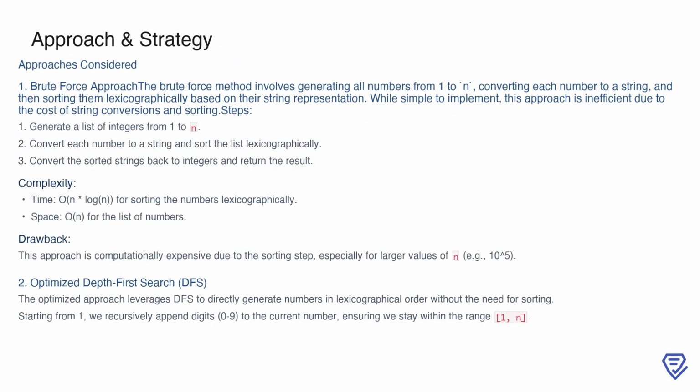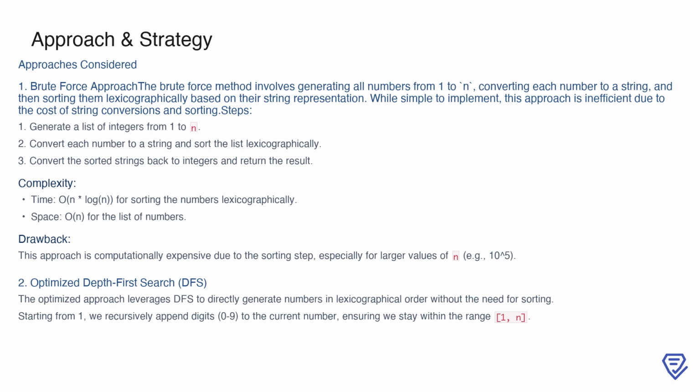To solve the lexicographical numbers problem, the first approach we can consider is the brute force method. Here, we generate all numbers from 1 to n, convert each number into its string representation, and then sort these strings lexicographically. Once sorted, we convert the strings back to integers to form the final result. While this approach is straightforward to implement, it has significant drawbacks. The primary issue is efficiency.